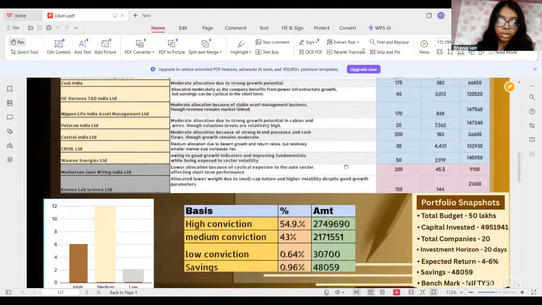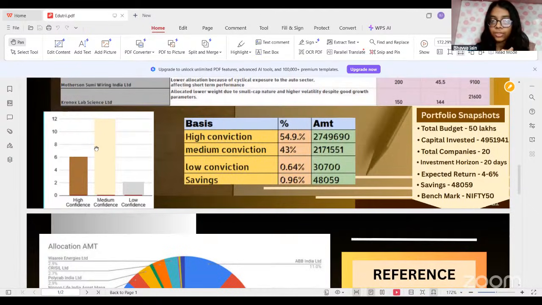Now if I talk about this graph, on the basis of this chart, we have analyzed and created a graph which shows that 6 companies were the ones we have high confidence in, 12 companies were for medium confidence, and 2 companies were for low confidence. On this graph, we have also shown the exact amount and the percent ratio. For example, we have invested 54.9% in high confidence companies, 43% in medium confidence companies, and 0.64% in low confidence. And we have also mentioned the exact amount we have invested in all these 3 segments.